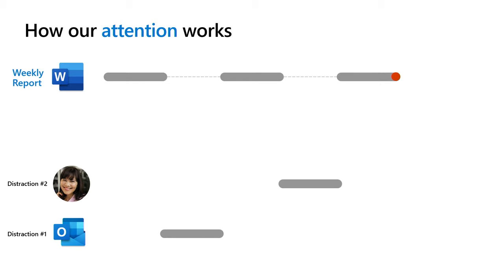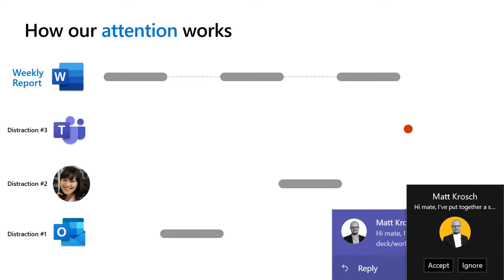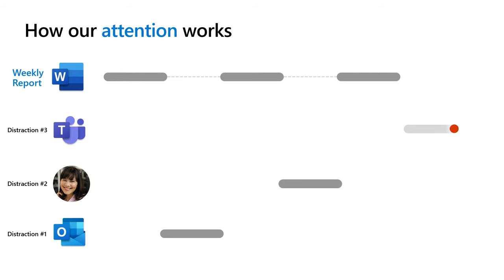And while you're just about to finish, our good friend Matt sends you a message on Teams. And you go there, read his message, you respond to it, and when your attention comes back to your weekly report, it has to do a lot of recapping before you can complete the work. So attention is a really powerful currency, and that helps you work out how you're going to collaborate.